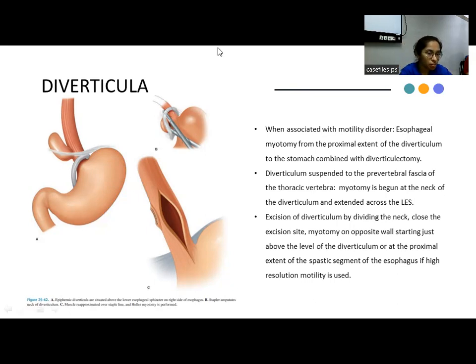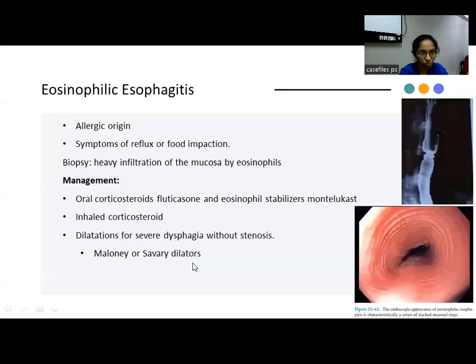This is a pictorial demonstration of a diverticulectomy of an epiphrenic diverticulum. Here we can see that the diverticulectomy is performed and the neck is closed, and the myotomy is performed and it has to be extended below the level of the lower esophageal sphincter.